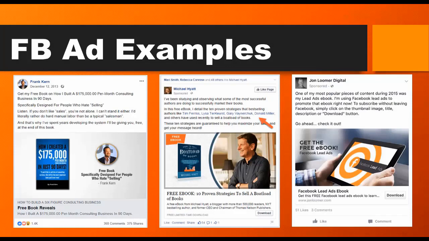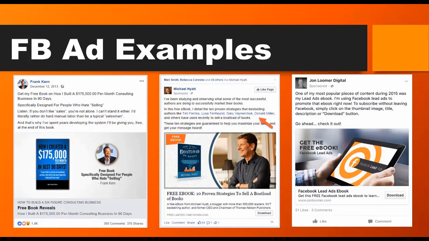A few more by some individuals now. Franken on the left: get my free ebook on how I built a $175,000 per month consulting business in 90 days. What's he giving away? An ebook. Michael Hyatt, boatload of books. He's talking about 10 proven strategies to sell a boatload of books. Again, free ebook. We've got John Loomer Digital on the right hand side, a prominent figure in the Facebook advertising space, and he's giving away a free ebook, all about Facebook ads and the rest of that.